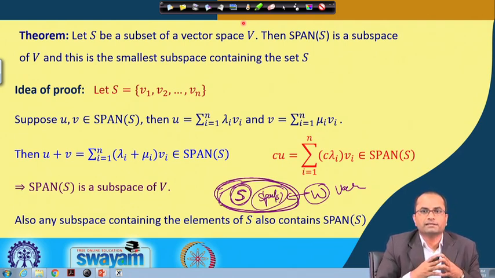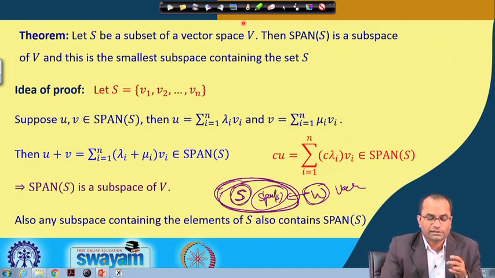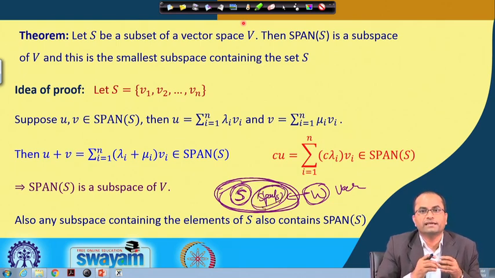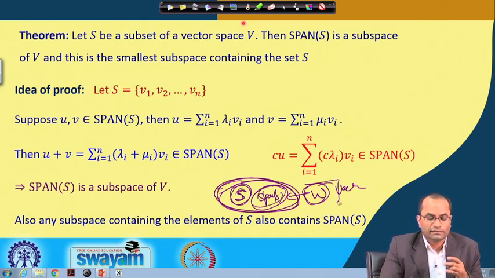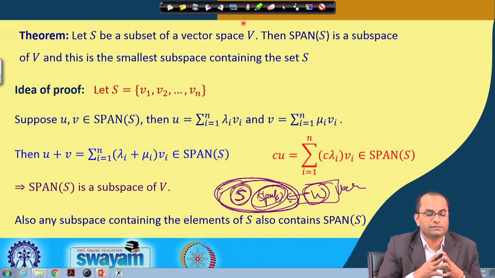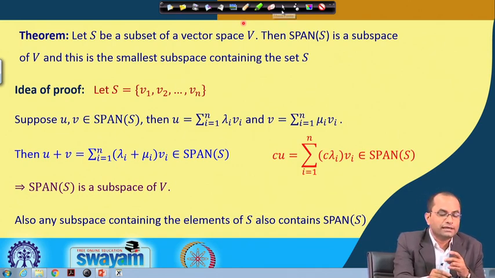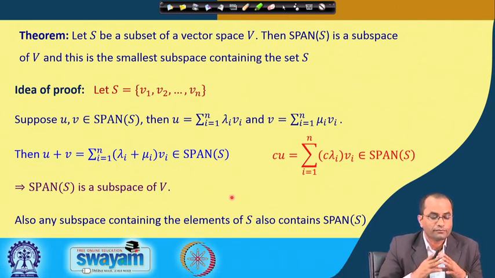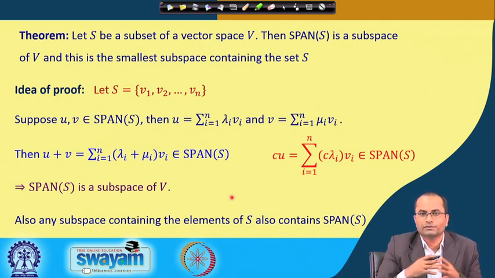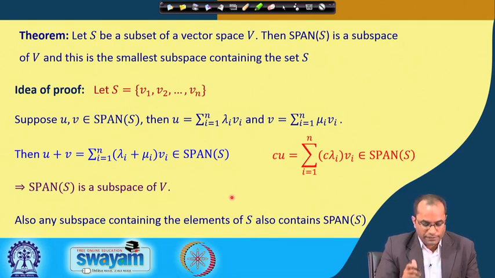And that itself tells us that span S is the smallest subspace which contains S, because anything else which contains S will also contain span S. So it cannot be that this is not the smallest subspace. So what we have learned here is that if you take any vectors from a vector space, the span of these vectors will form a vector subspace of V.